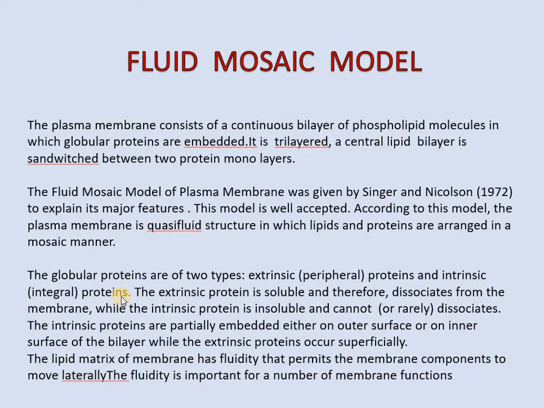The proteins that occur in the plasma membrane are of two types: extrinsic proteins and intrinsic proteins. Extrinsic proteins are soluble and therefore dissociate from the membrane, while intrinsic proteins are insoluble and cannot dissociate. The intrinsic proteins are partially embedded either on the outer surface or the inner surface of the bilayer, while the extrinsic proteins occur superficially.